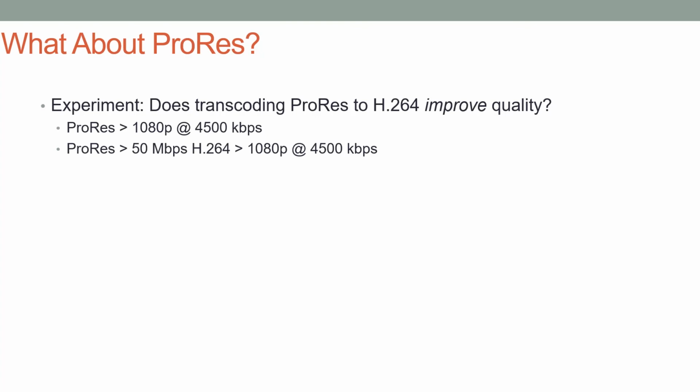So the question is, does transcoding ProRes to H.264 improve quality? So here what we did was we encoded the ProRes files to 1080p 4.5 megabits per second, just as we did before, and then we produced an intermediate mezzanine file from the ProRes input, which is this here, and then we compared both encoded files to the ProRes source.